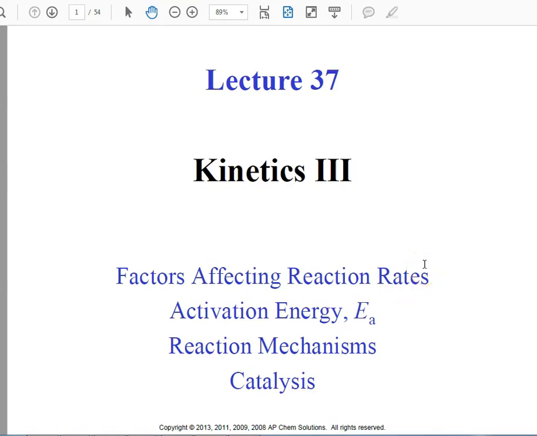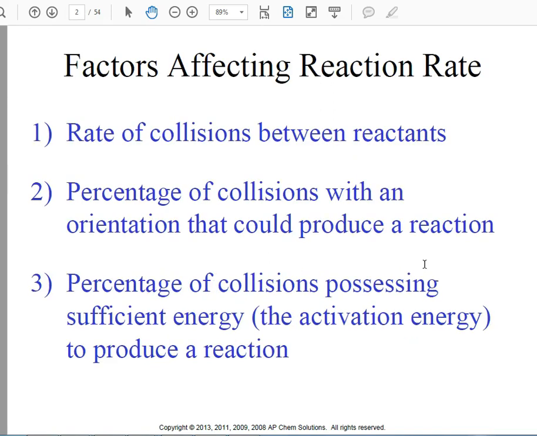Kinetics 3, Lecture 37, we're going to talk about the factors that affect the reaction rate, the activation energy, reaction mechanisms, and catalysis. Alright, so to start off, we've been talking about rates for the past 2 lessons, specifically about how to calculate the rate for a specific reactant or product and how to find the rate law. We talked about the integrated rate law as well as using the table method to find the rate law.